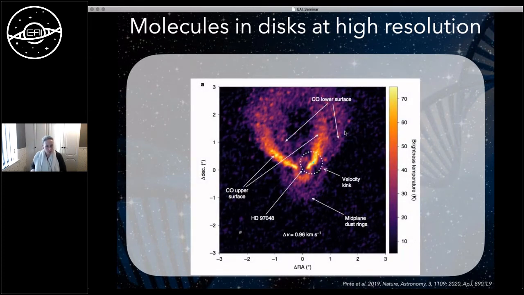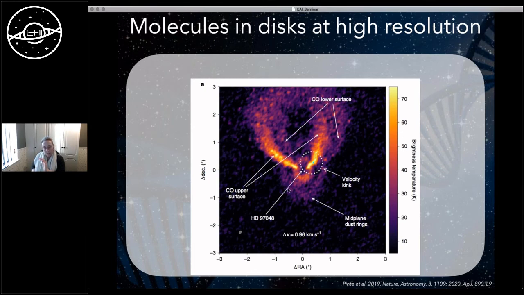So another thing that you can do is look for deviations in that expected Keplerian profile. And this is a really nice result from a now unique tool for trying to find the presence of embedded planets in protoplanetary disks. So this is work from Christophe Pinte, published just last year. This is a disk called 97048. And what you're looking at is one of these particular channel maps, so at a particular velocity. And you can see here the emission from the CO 3:2 transition. You can see the top surface and you can see the bottom surface.